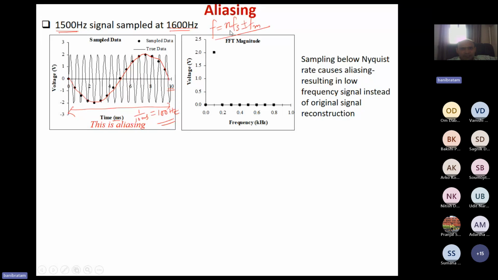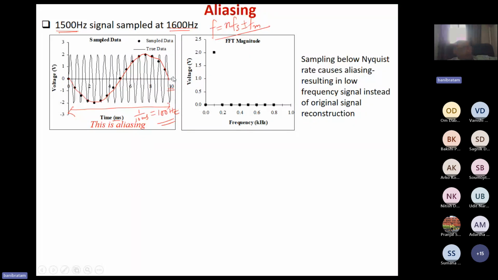Here fs is the sampling frequency, fm is the maximum frequency component present in the signal, and n is an integer 1, 2, 3, 4, 5, and so on. The value of n can even be -1, -2, -3, but since negative frequency does not have physical meaning, mathematically it does, but physically it does not, so consider n as 1, 2, 3, 4, 5. If you put n equals 1, the smallest frequency will be fs minus fm. From 1600 minus 1500, I am getting 100. That is the smallest frequency component present in the aliased signal.